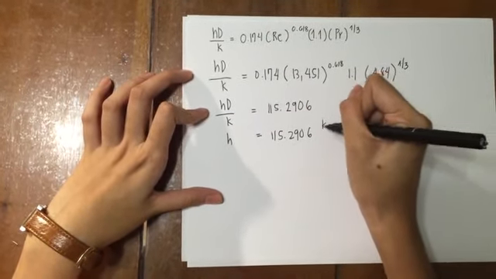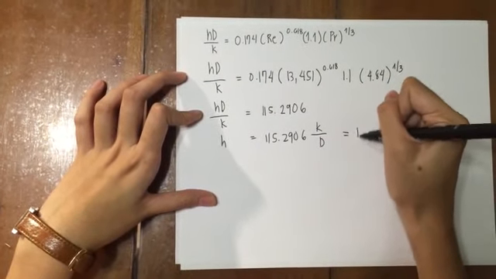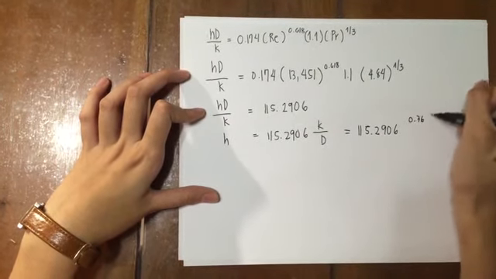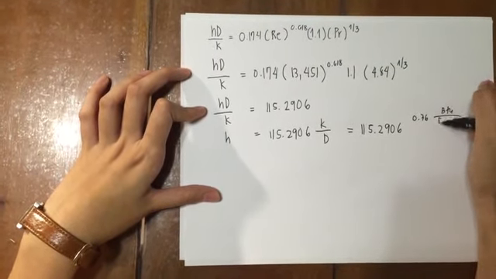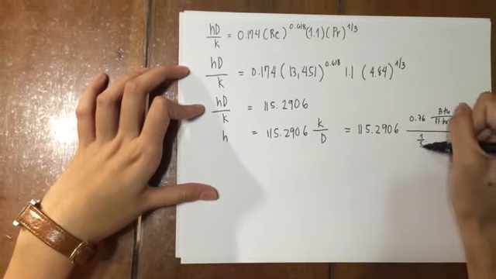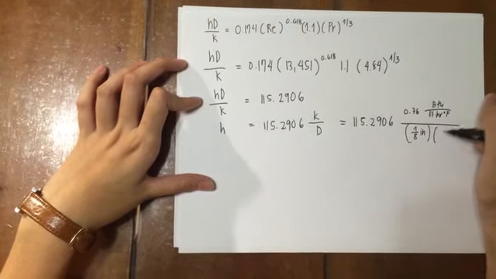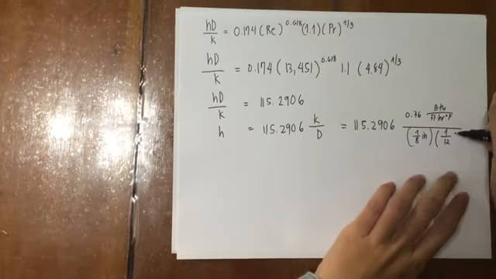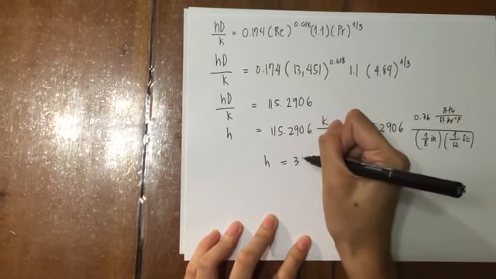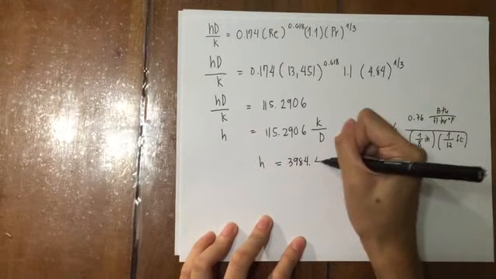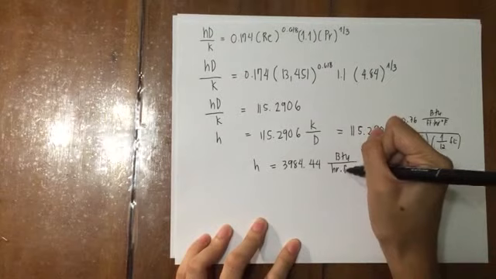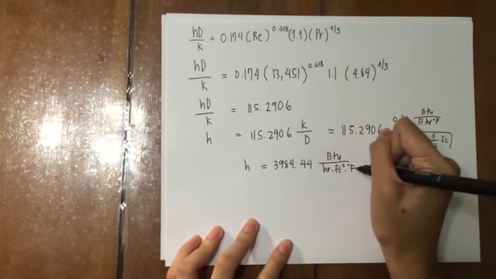To solve for h, we will have 115.2906 times k over D, in which the value for k is 0.36 BTU per foot hour degree Fahrenheit over the diameter, which is 1/8 inch, and converting this into feet, we will have 1/12 feet. So the h will be 3,984.44 BTU per hour foot squared degree Fahrenheit.